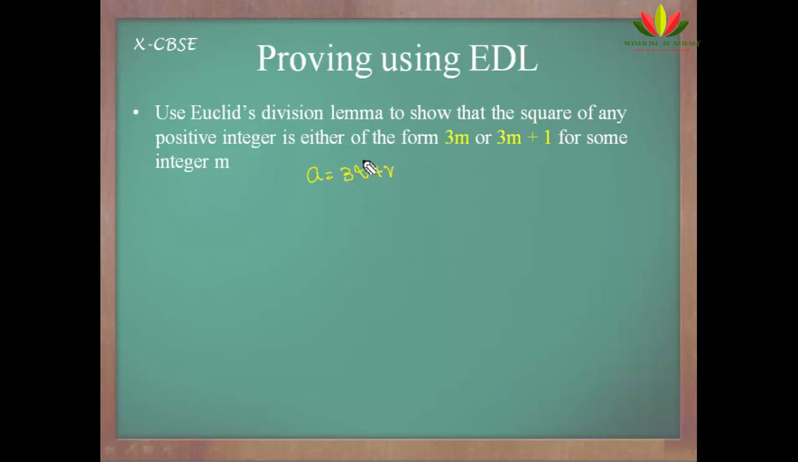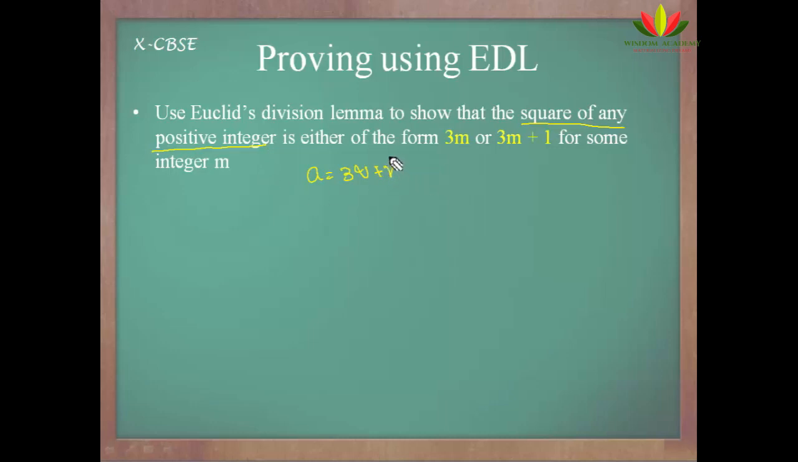If you take it as 3, it will be easy for you. So that's why we are taking like that. Now what we have to prove here? Square of any positive integer is either in the form of 3m or 3m plus 1.